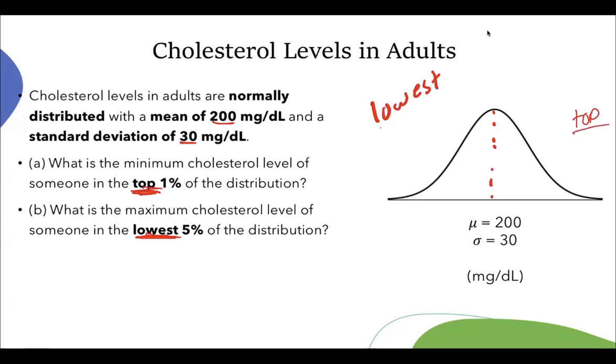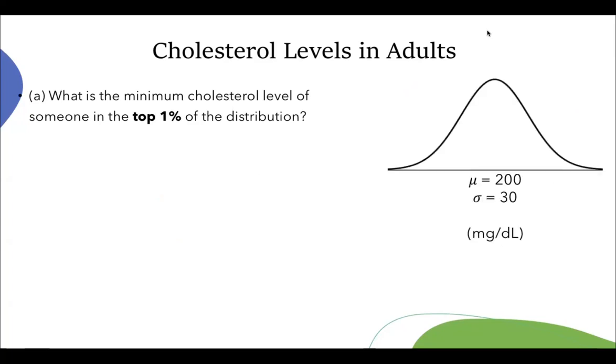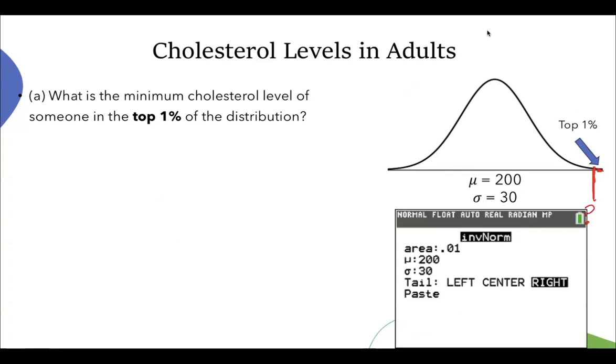Okay, top is on the right, lowest is on the left. So let's solve this problem. Top 1%, you're going to shade in the very top 1%, which barely can be seen, but it's up there. And so the cholesterol level that you're looking for is a very high cholesterol level, whatever that is up there. So you put in the area as 0.01, so 1% expressed as a decimal, 1 divided by 100 is 0.01.